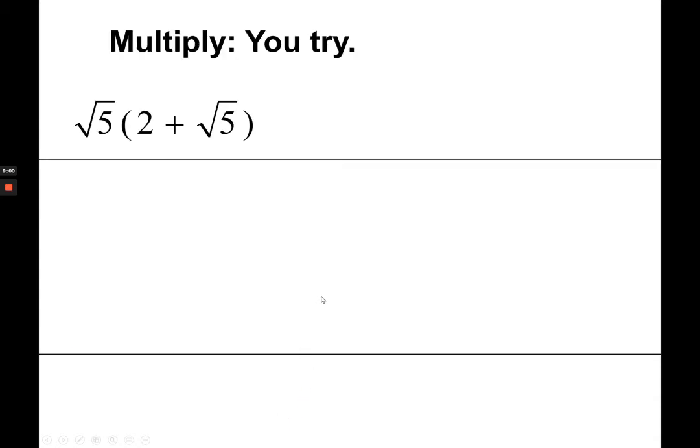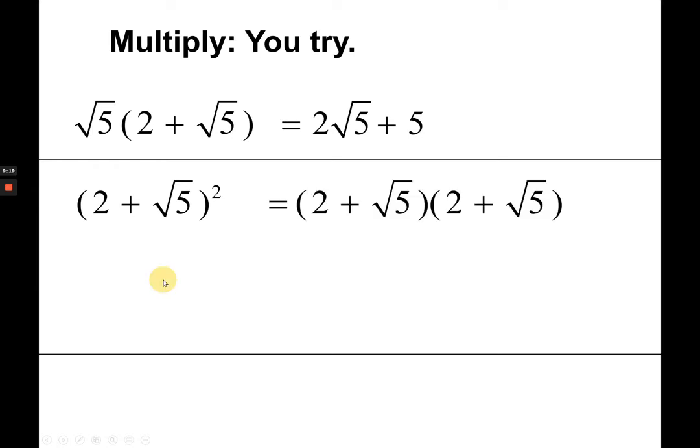A simple distributive property. You try now. The answer is 2 times the square root of 5 plus 5. Next, the square of the expression 2 plus square root of 5. It means you multiply it to itself.